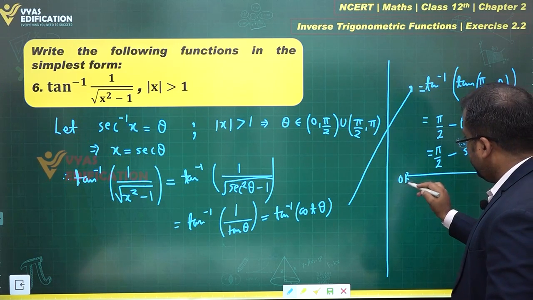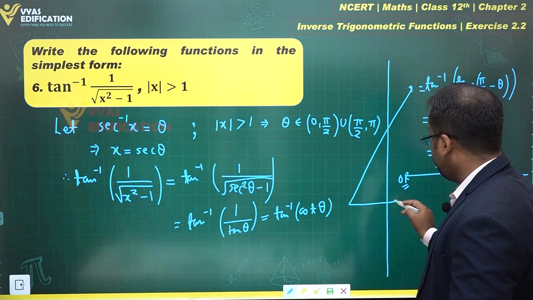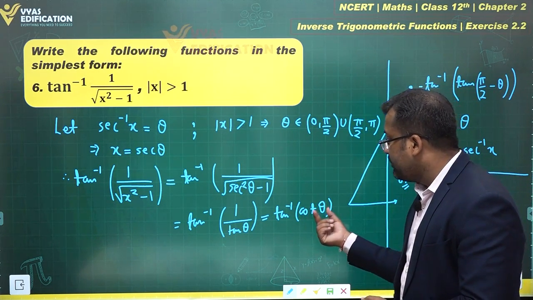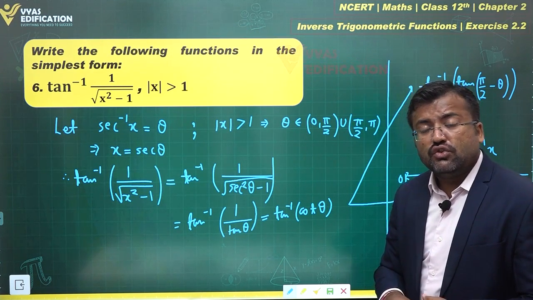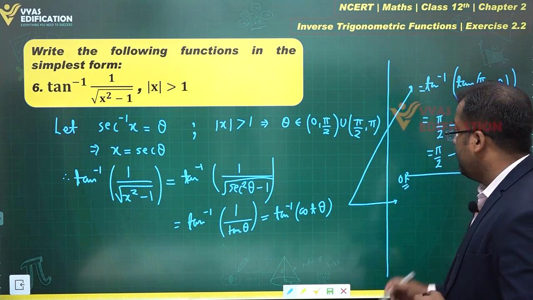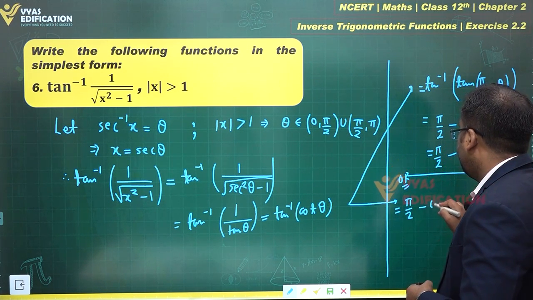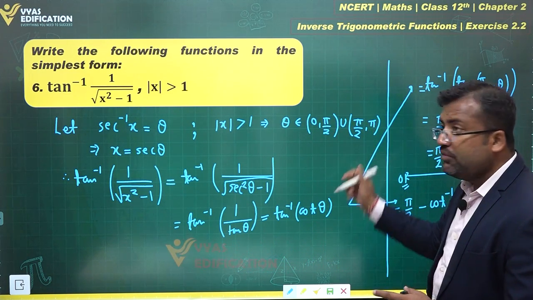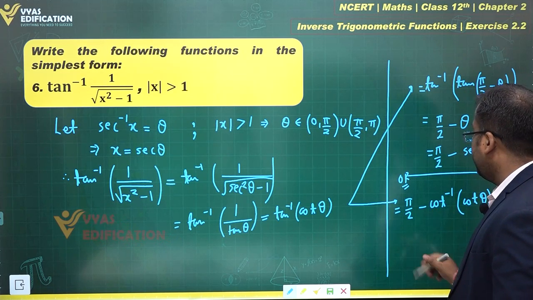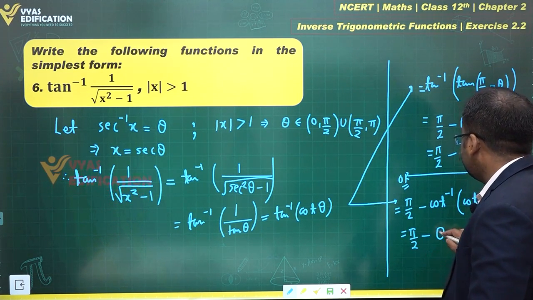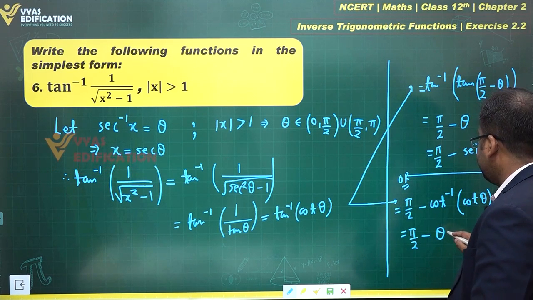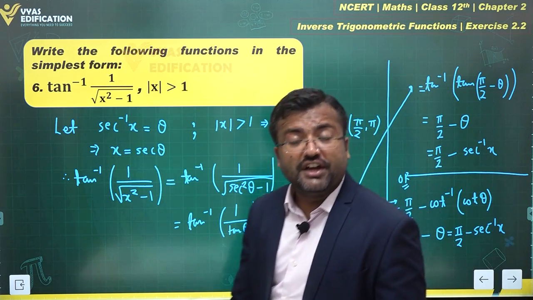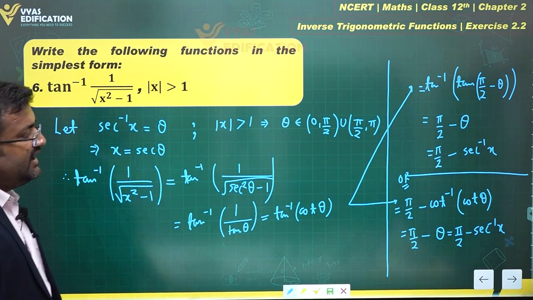Or you could have moved in another direction. You remember properties of ITF related to complementary angles. Tan inverse of something is also equal to pi by 2 minus cot inverse of that something. Where theta lies in the interval 0 to pi, that's the interval in which the result of cot inverse should lie. So this is pi by 2 minus theta only. Cot inverse of cot theta will be theta, and this is pi by 2 minus sec inverse x. We are getting the same thing. We should be getting the same thing, right?